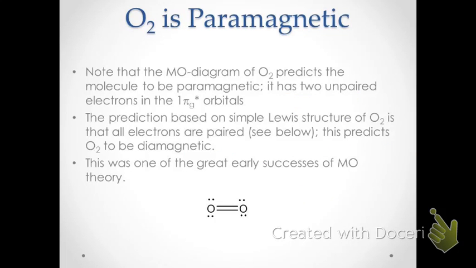If we compare this to the simple Lewis structure of O2, we would predict that we'd have a double bond with all the electrons being paired. So the Lewis structure diagram predicts that O2 would be diamagnetic. In fact, O2 is paramagnetic. It is drawn into a magnetic field. And again, this shows the relevance and justification for the molecular orbital theory description of the properties of molecular oxygen.